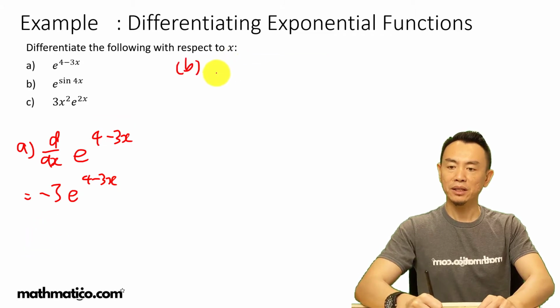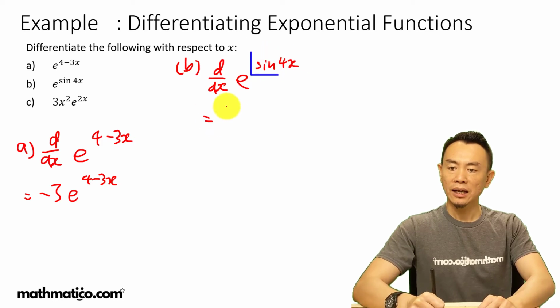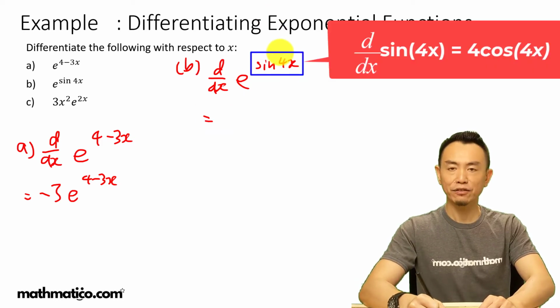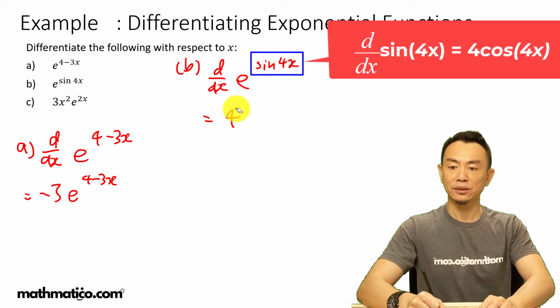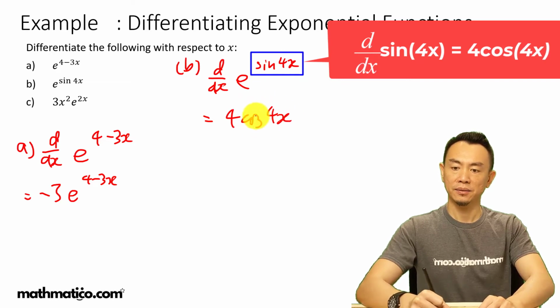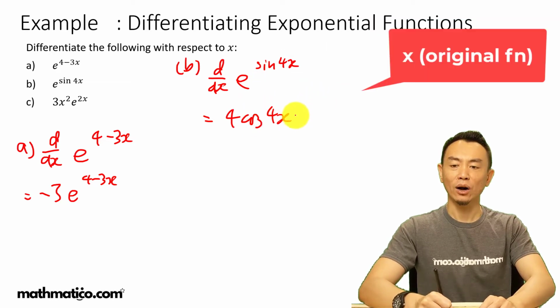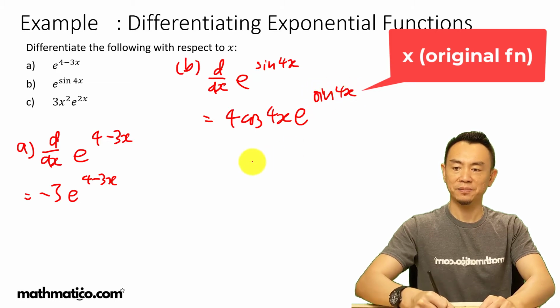Part B, we're going to differentiate d dx of e to the power of sine 4x. We differentiate sine 4x, you get 4 cosine 4x, right? Differentiate the angle, 4x, you get a 4. Differentiate sine, you get cosine. Times the original, which is e to the power of sine 4x.